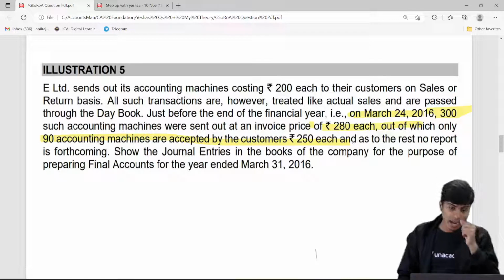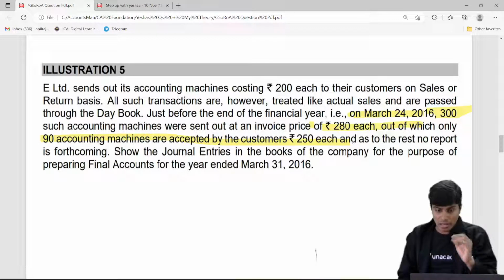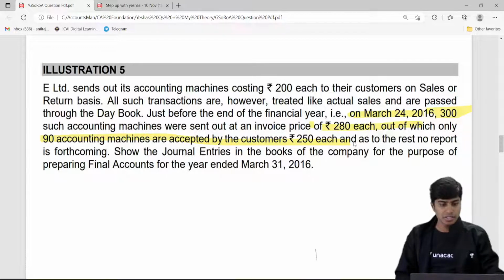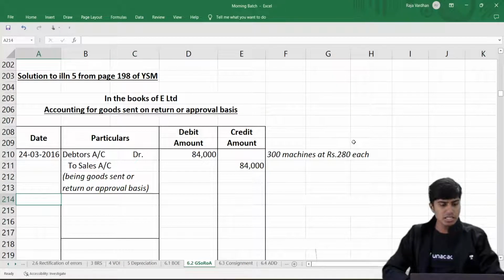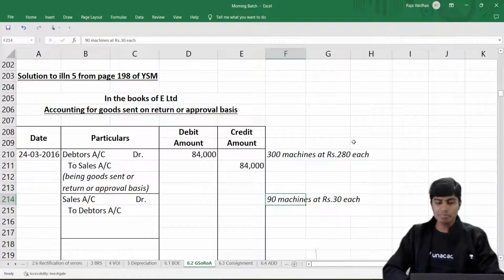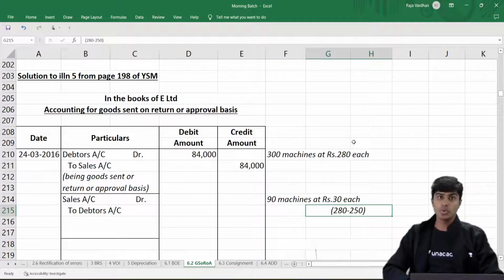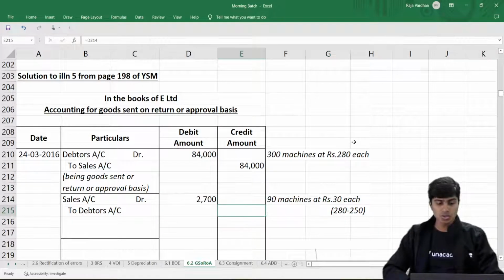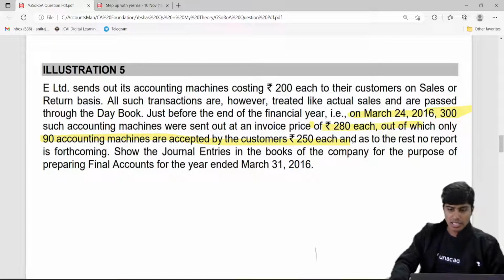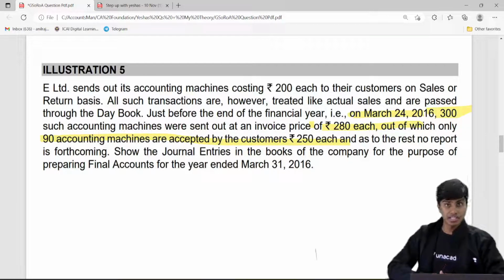But we will do this at the price of 30 rupees per accounting machine only for 90 machines, not for the entire machines. It is sales account debit to debtors account for 90 machines into 30 rupees, which is 280 minus 250. This is 2,700, 2,700. Being goods accepted at a lower price. And for the rest, no report is forthcoming. We've received no information regarding the rest of it.